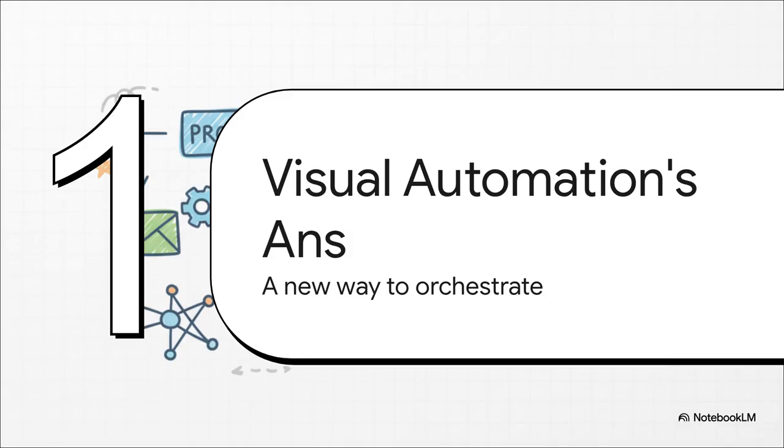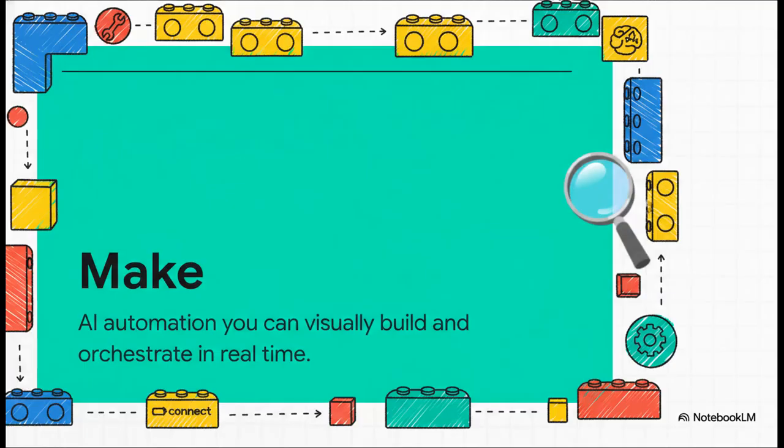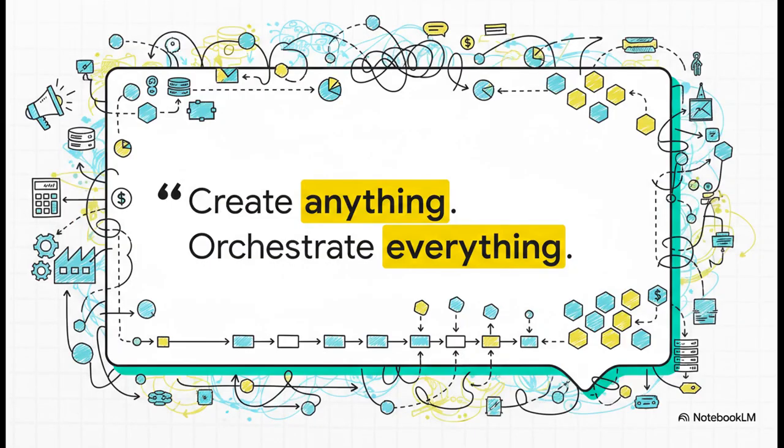Make's answer to all this, which is all about visual automation. So what is Make, really? In a nutshell, it's a platform that lets you visually connect all your different apps and tools to automate, well, pretty much anything. The magic here is the visual no-code interface. Seriously, it's like playing with digital Legos to build powerful workflows. And their whole motto, create anything, orchestrate everything, really hits the nail on the head. We're not just talking about automating a couple of small tasks here and there. This is about orchestrating the entire system, connecting everything across your whole business.